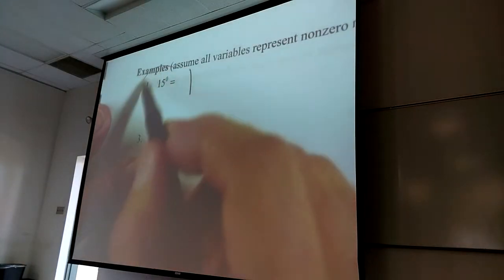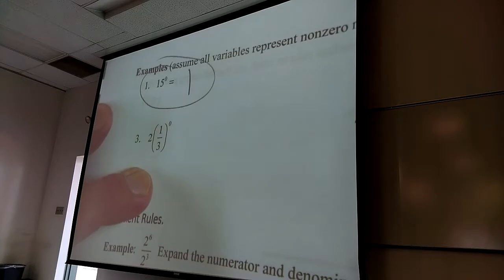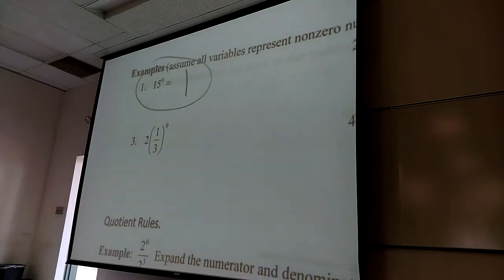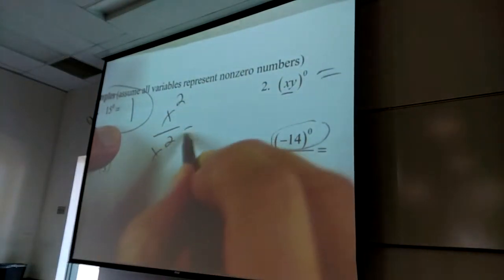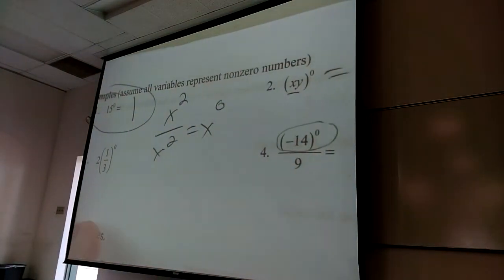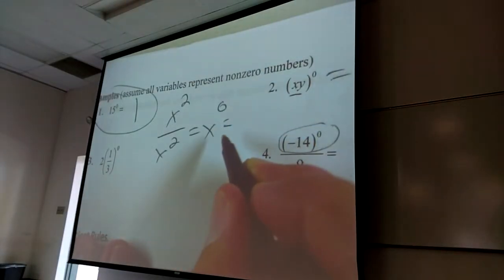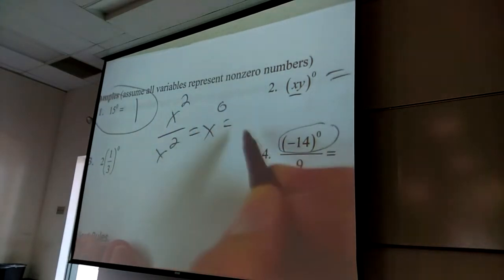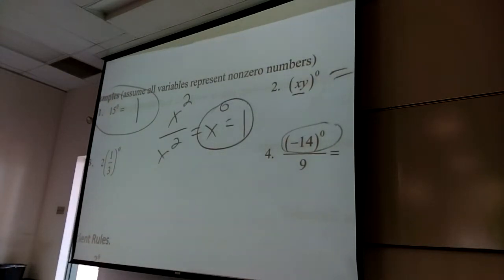So this is where we started, right? Anything to the 0 power is 1. Just to remind you guys. Is that cool? Okay. Just a real quick reminder. X squared divided by x squared. What's 2 minus 2? 0. So that is officially x to the 0 by the properties of exponents. What's x squared divided by x squared? What's something divided by itself? 1. Okay.